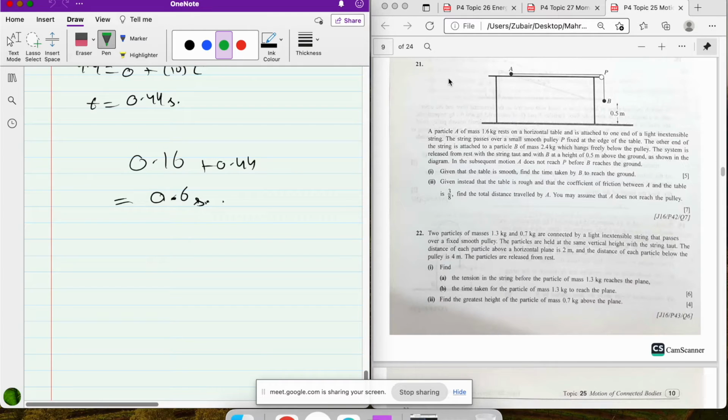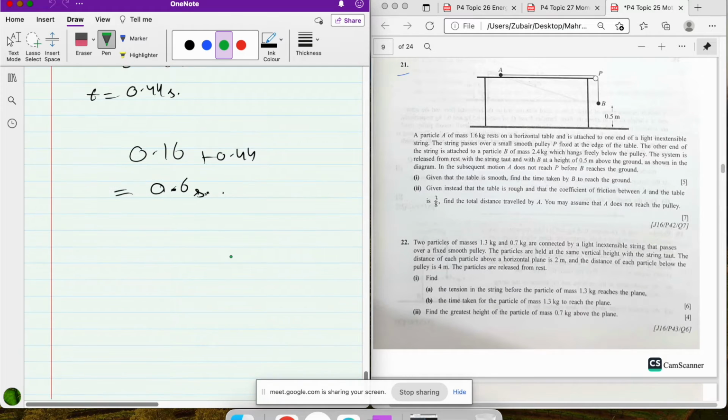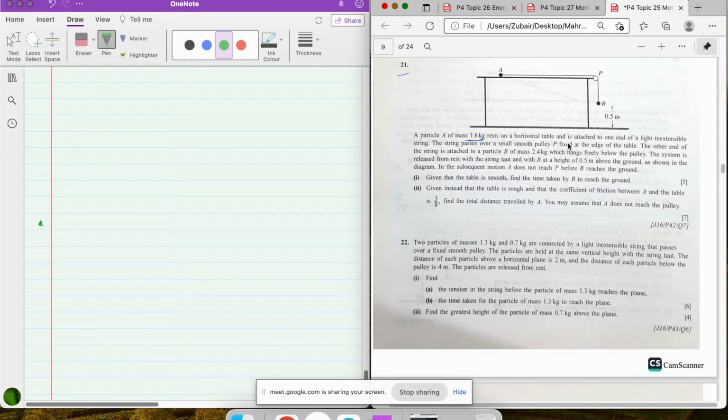Okay, question number 21 says a particle of mass 1.6 kg rests on a horizontal table and is attached to one end of a light inextensible string, which passes over a small smooth pulley P fixed at the edge of the table.